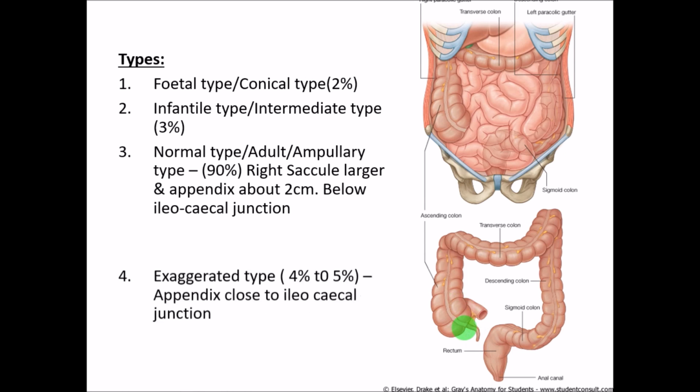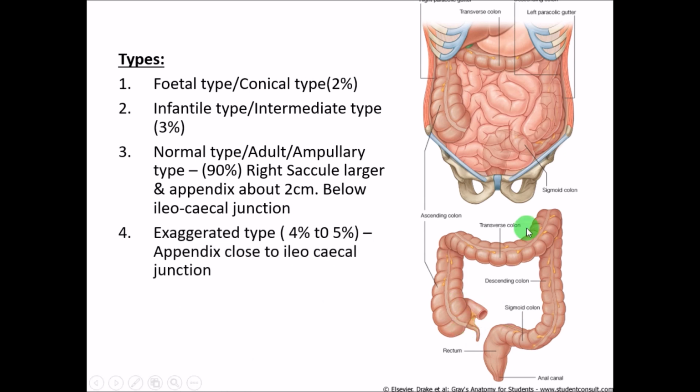In some, it is called the exaggerated type, which is present in almost 4 to 5% of the cases, where the appendix is close to the ileocecal junction. I said it is almost 2 centimeters below the ileocecal junction, but if it is less than 2 centimeters, then it is called the exaggerated type, where the appendix is very close to the ileocecal junction.